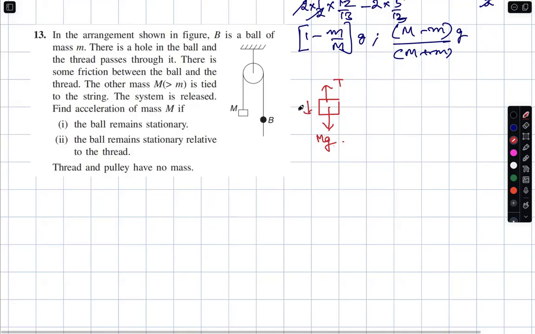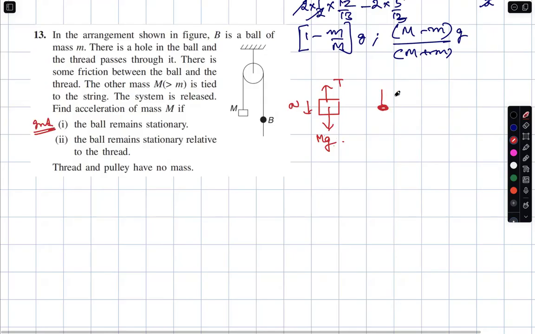Say this as acceleration A. You said the ball is remaining stationary, which means that when the system is released, the ball remains stationary with respect to ground. How is this possible? It is possible.